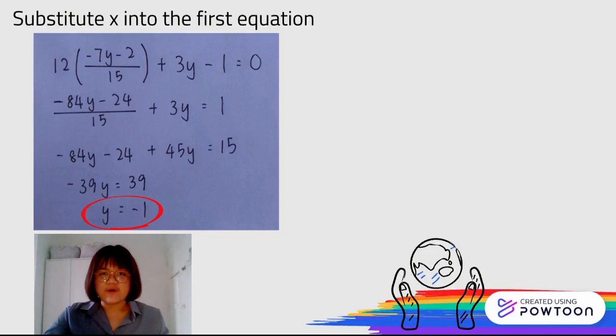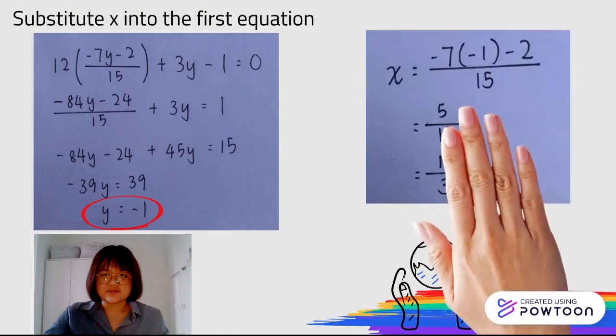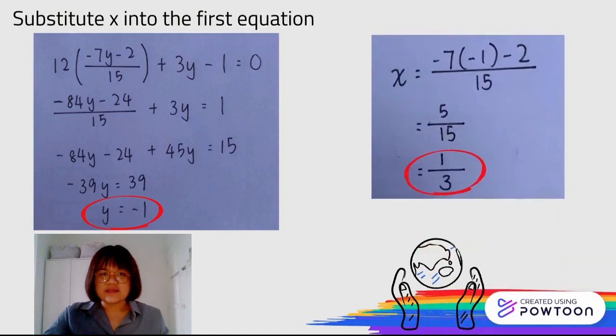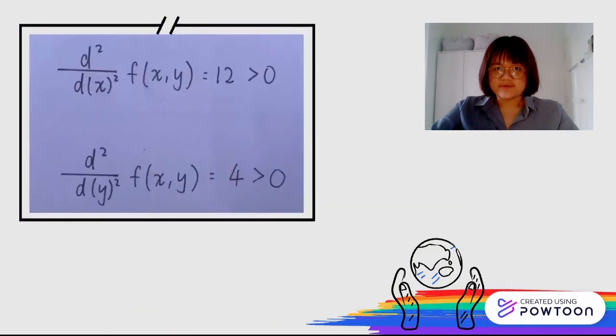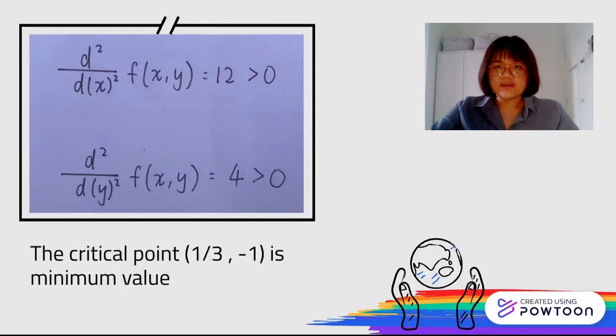Now we have the value of y, so we substitute y into the equation. X equals negative 7 times negative 1 minus 2 divided by 15. X is equal to 1 over 3. Therefore, the critical point is (1 over 3, negative 1). Then, do the second order partial differentiations to determine the minimum or maximum value of the critical point. We get 12 and 4, both are positive. Therefore, the critical point (1 over 3, negative 1) is minimum value.